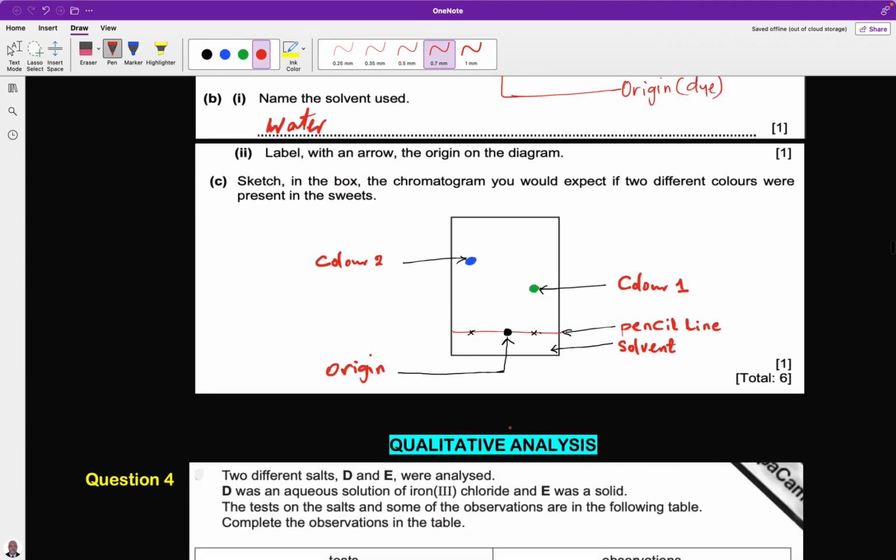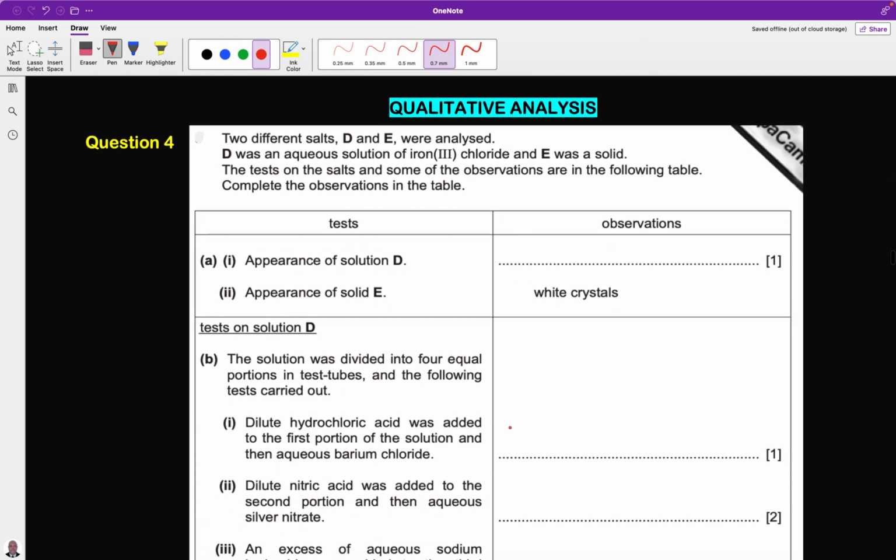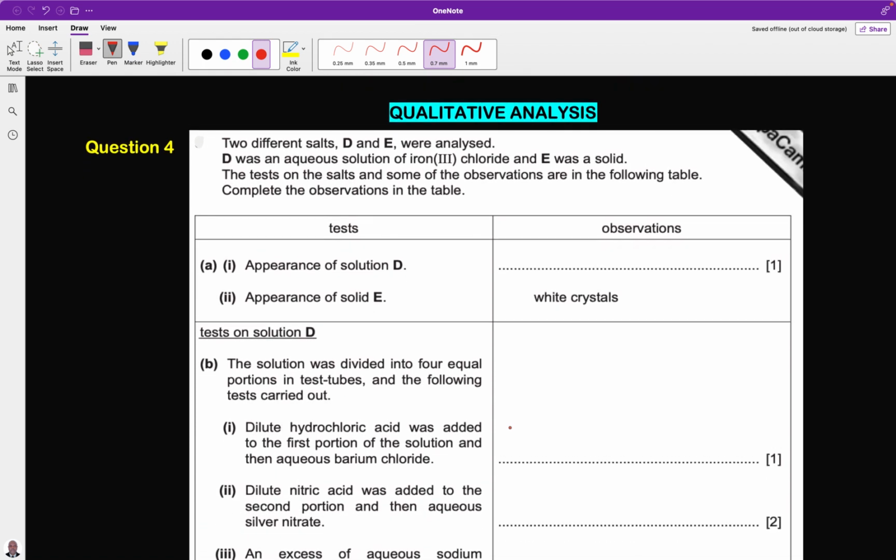Okay, let's go to qualitative analysis. Question number 4. Qualitative analysis. Two different salts, D and E, were analyzed. D was an aqueous solution of iron 3 chloride, and E was a solid.